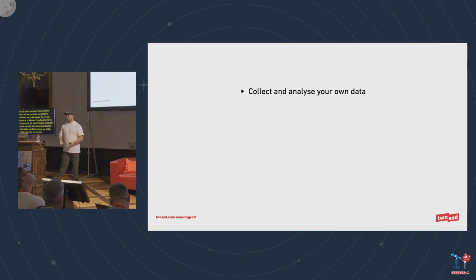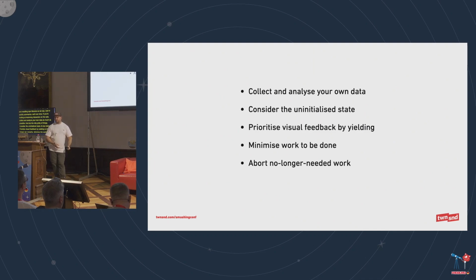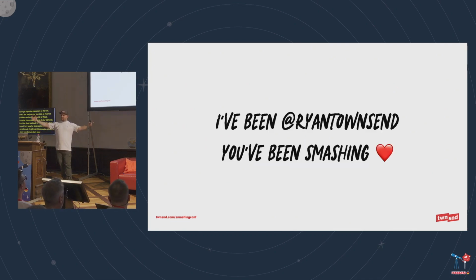So just to quickly summarize, well over time, if you're looking at improving interaction on the web, collect and analyze your own data as much as possible. Get into the nitty-gritty of things. Consider the uninitialized state of your elements. Prioritize visual feedback by yielding to the main thread. Let it breathe. Minimize the work to be done through throttling and debouncing, etc. Abort work that you don't need anymore because you're just processing it for no reason. And use the platform wherever you can. I've been Ryan, and you've all been smashing.